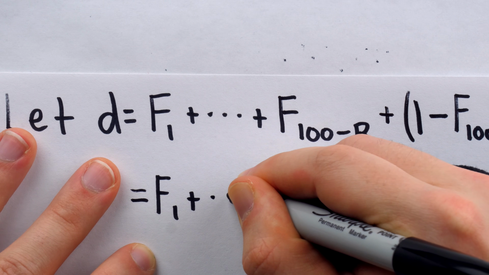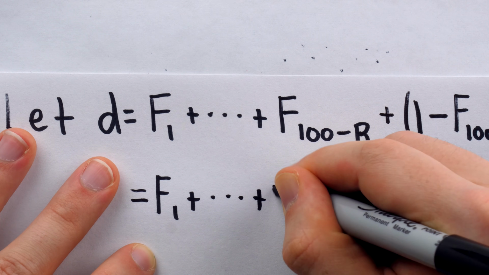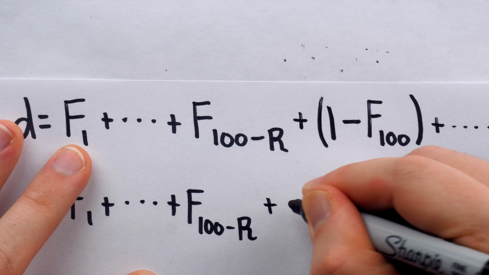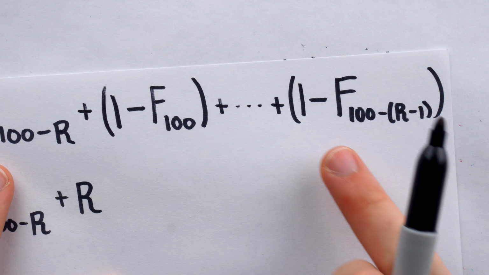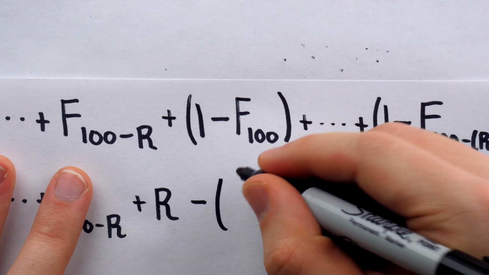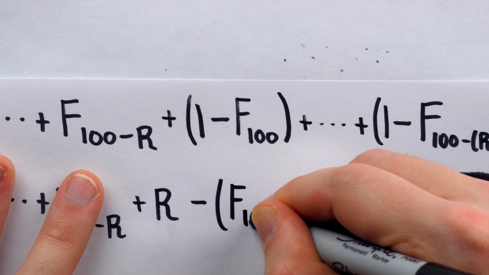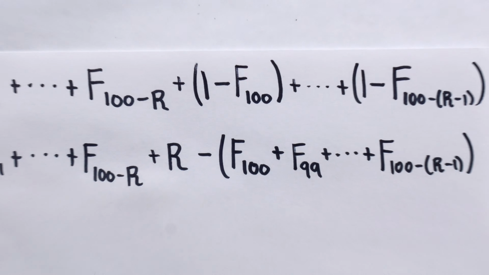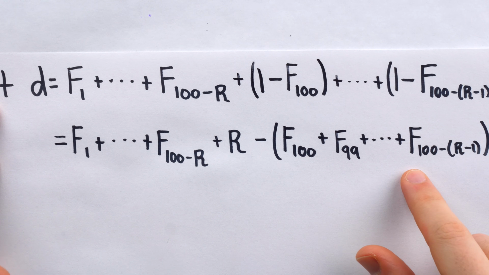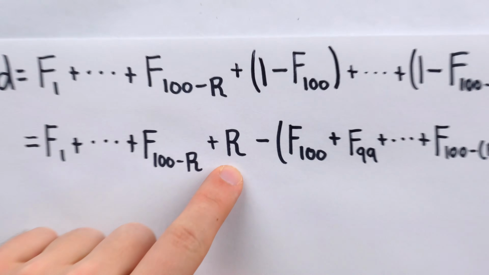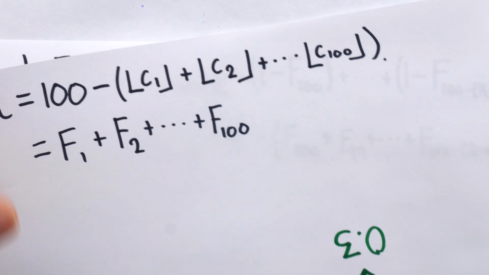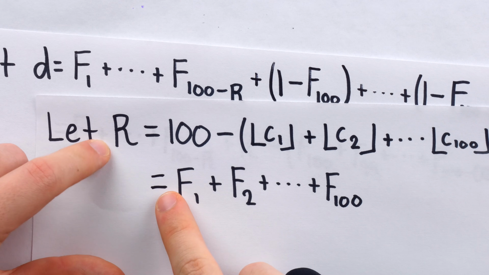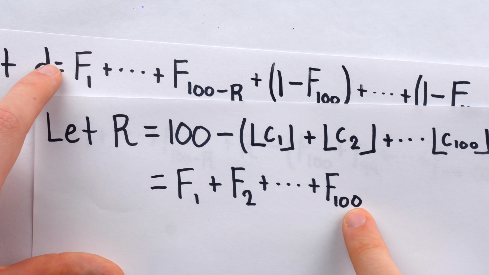Then we could write this as F1 plus F2 and so on up to F100 minus R, plus those R copies of 1 brought together, so just plus R, and then minus all of those fractional capacities. So minus F100 plus F99 and so on. So then we've rewritten it like this, and actually R is a very nice term to have in this sum. Remember, we previously wrote R as the sum of the fractional parts of the bowl capacities. R is equal to F1 plus F2 and so on up through F100.